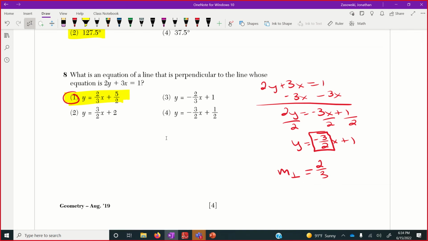Yep. You don't need to find the y-intercepts for these types of questions, because it's just asking for which one's perpendicular. So the y-intercept is not really of significant matter. It just has to have the opposite slope.